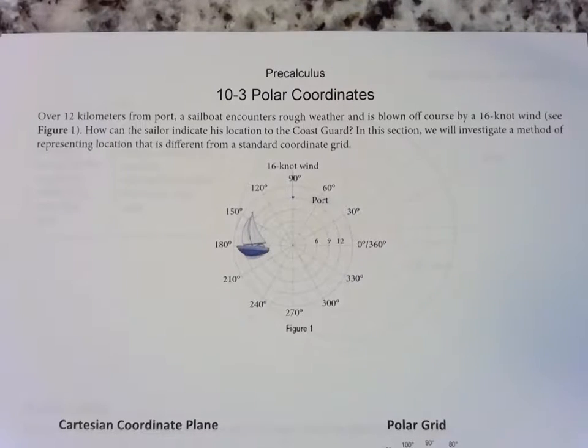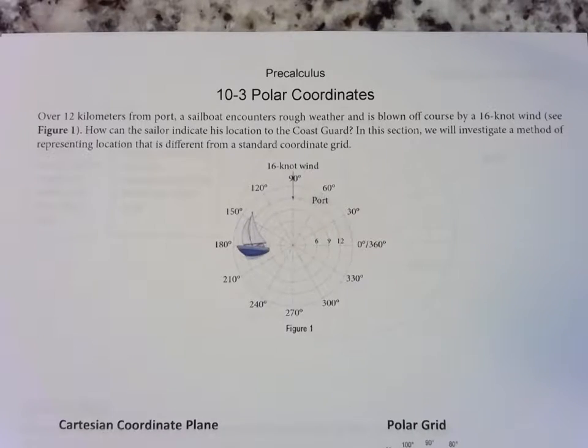Polar coordinates. Interesting. Over 12 kilometers from port, a sailboat encounters rough weather and is blown off course by a 16-knot wind. How can the sailor indicate his location to the Coast Guard? In this section, we will investigate a method of representing location that is different from a standard coordinate grid.